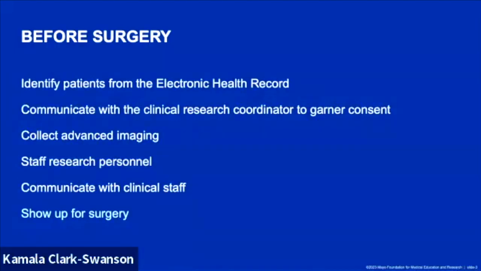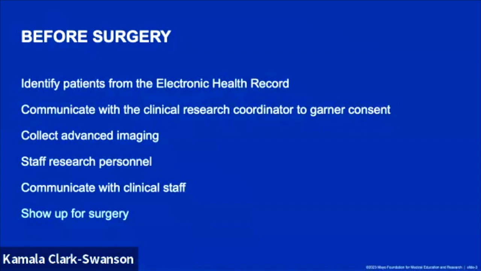So I'm going to break this up into what we have to do before surgery to consent the patient, all that stuff, during and after, and then a little bit about what we can do with the data. So before surgery, first thing we have to do is identify patients. Obviously we need the patients. That is actually quite a lot of work because we have to check the electronic health record, see who's on the surgery schedule, see if they're appropriate patients for us.